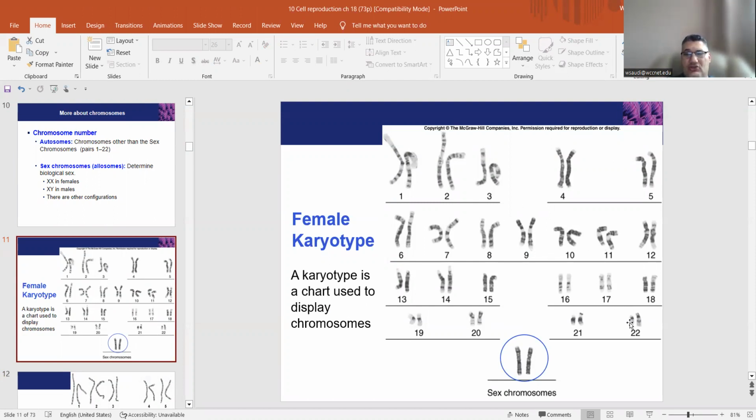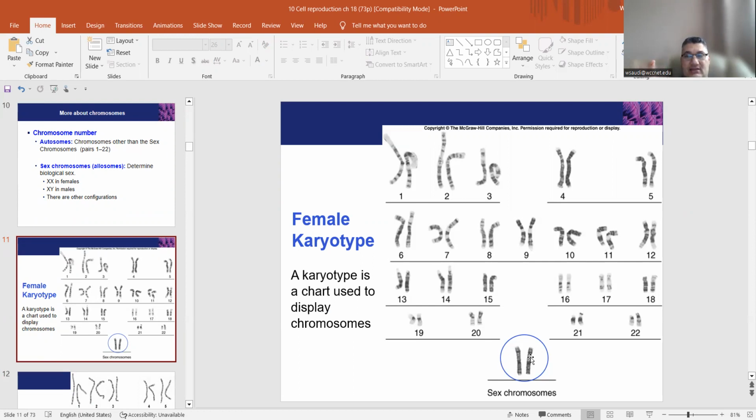So from 1 to 22, what are these? Autosomes, or autosomal chromosomes, from 1 to 22. Males and females, not much difference. But the last one is different between males and females.